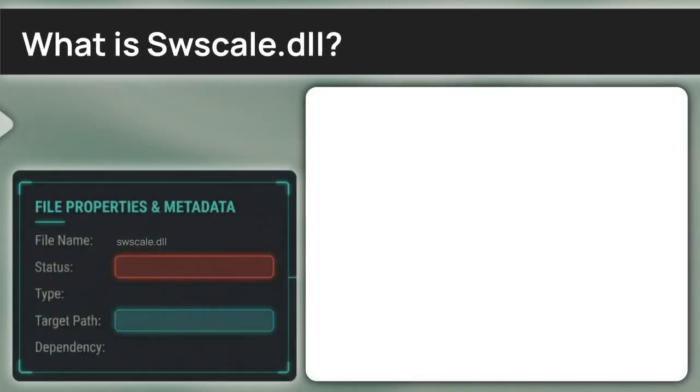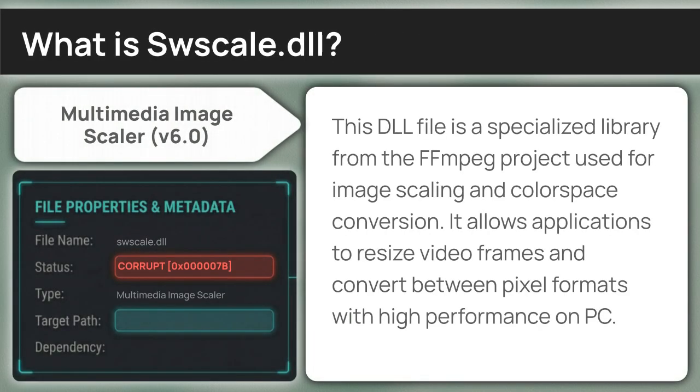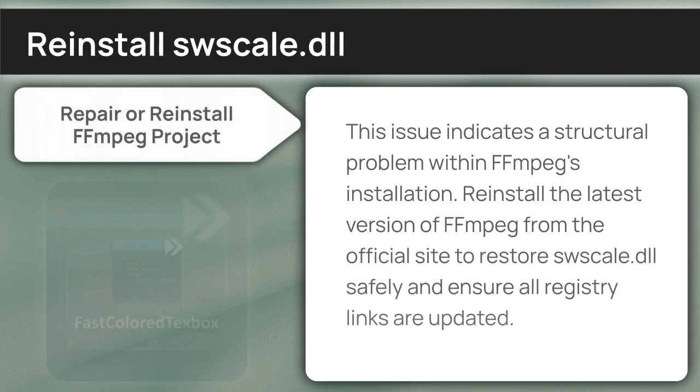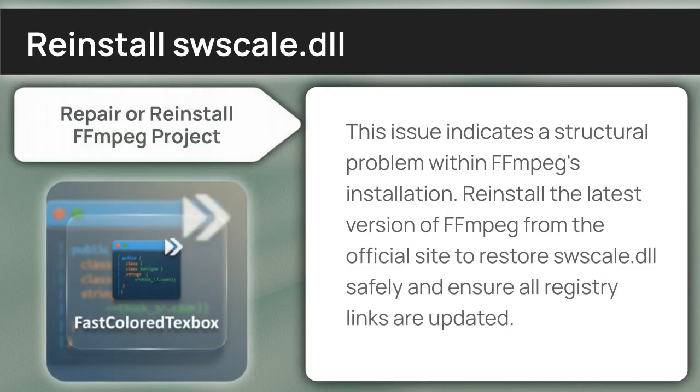This DLL file is a specialized library from the FFmpeg project used for image scaling and color space conversion. It allows applications to resize video frames and convert between pixel formats with high performance on PC. Let's get to work. We'll start with the most common fix for this specific error. This error commonly appears when specific FFmpeg files are missing or corrupted in the app folder. Reinstall the official version of FFmpeg to repair the application and replace the software scale module DLL dependency.